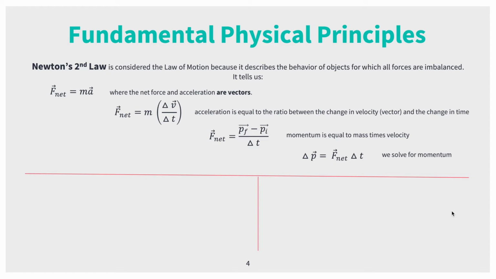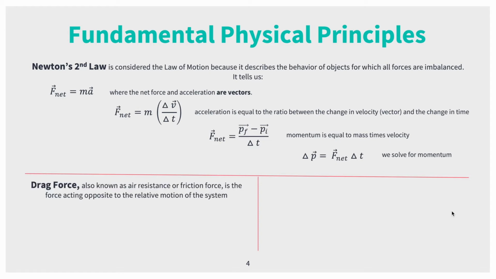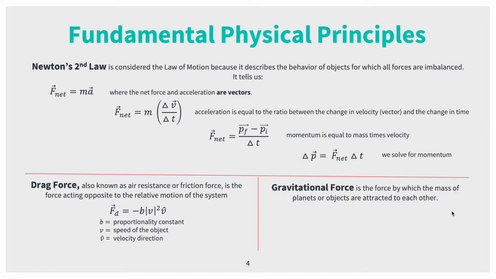As well, this experiment takes into account the drag force, also known as air resistance or friction, which is the force acting opposite to the relative motion of the system. This force can be found by multiplying the negative proportionality constant by the square of the speed of the object and the velocity direction. The gravitational force is the force by which the mass of planets or objects are attracted to each other. This is found by multiplying the negative gravity of the system times the mass in the direction of the gravity. These are the variables and materials used in this experiment.